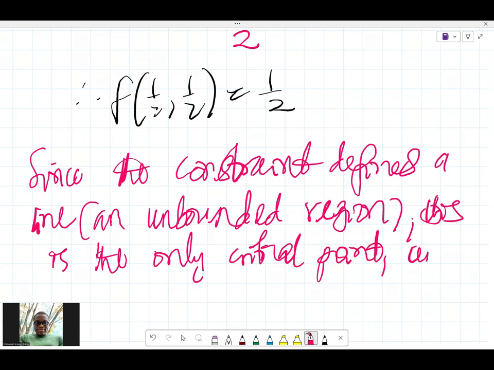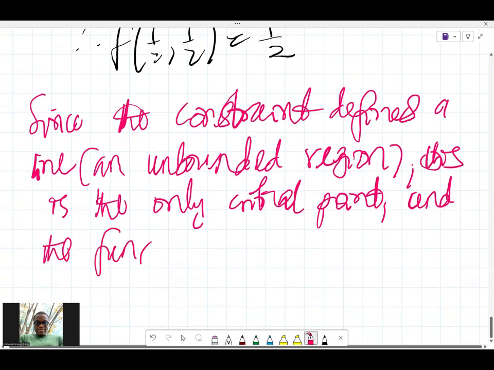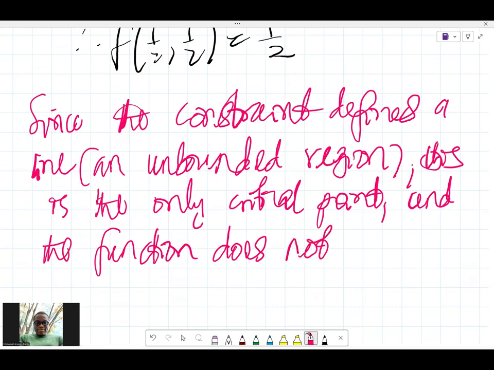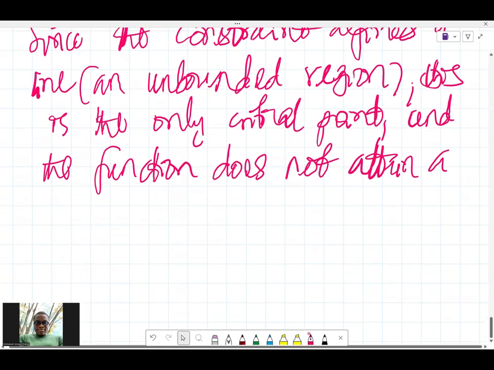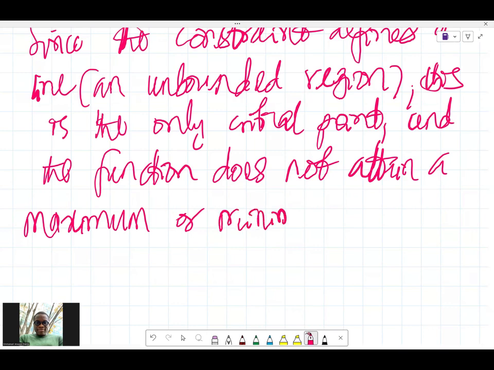And the function does not attain a maximum. We are looking for maximum and minimum. So the function does not attain a maximum or minimum beyond this. We can demonstrate that on Desmos, but I won't talk about that right now.